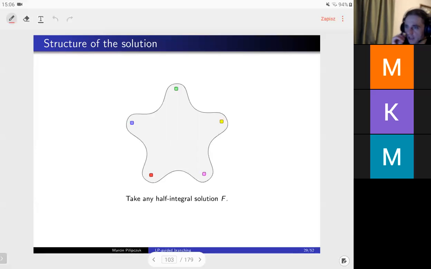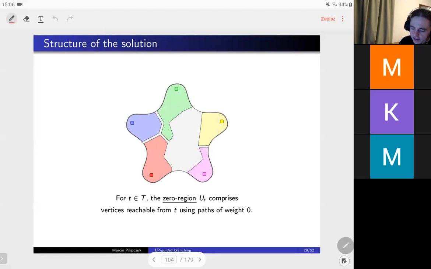Okay, so let's take a half integral solution. This is some node multiway cut instance, and let's look at it. It uses only zeros, halves, and ones. Let's take a terminal T and look at which vertices you can reach going only over vertices of weight 0. This will be the zero region of the terminal.